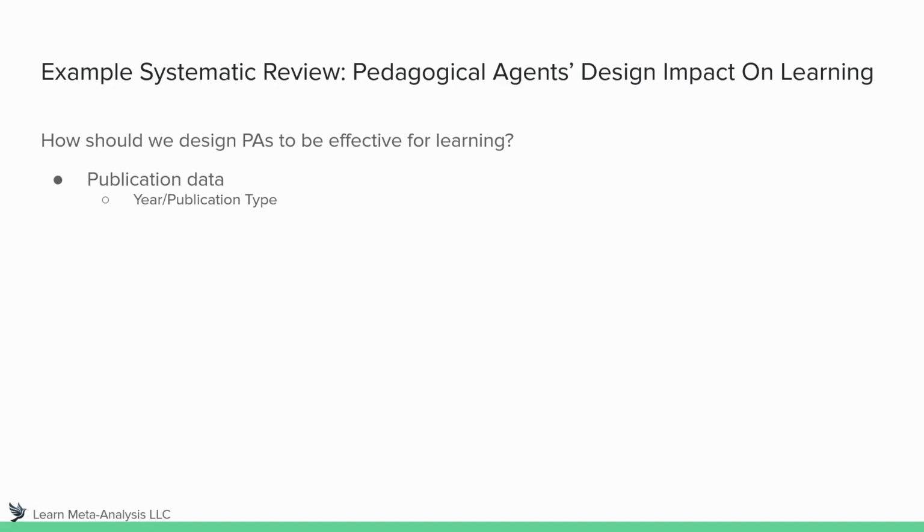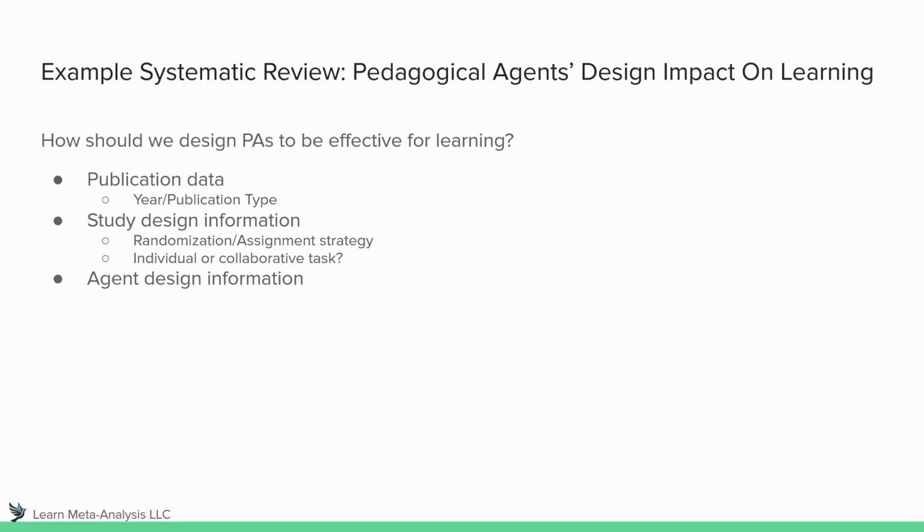Well, first, we're going to have the same sort of descriptive data, right? This is going to describe our sample and help contextualize whatever we find. So we have similar data here as what we would have extracted for the others. Next, again, we're going to have similar information about study design because these things can presumably influence the results, right? What type of randomization or assignment did they use? Was it an individual task or a collaborative task? All of these things could influence how we design the agent. And then we're going to get into what I would call the really important part of this study, which is the agent design information, right? That's what this whole study focuses on, is how we are actually designing agents.